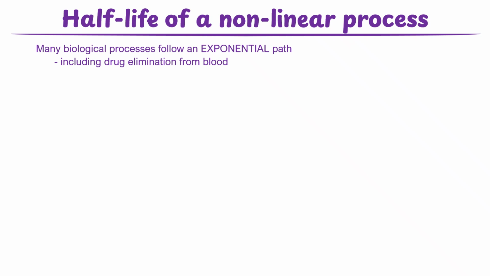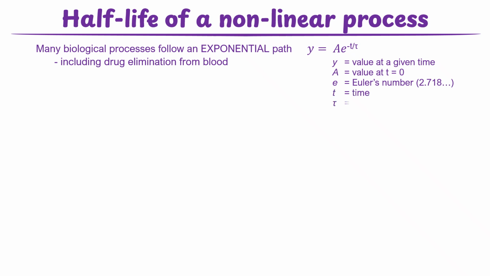Mathematically, an exponential process is described by the equation y equals a times e to the minus t over tau, where y is the amount remaining at a given time, a is the starting amount, e is Euler's number, the base of the natural logarithm, t is time, and tau is the time constant.